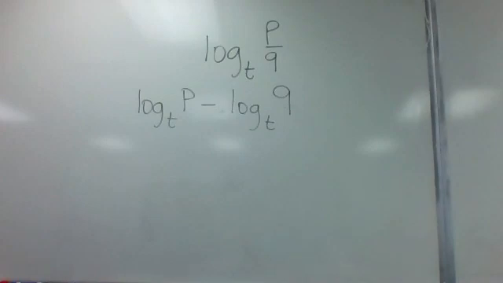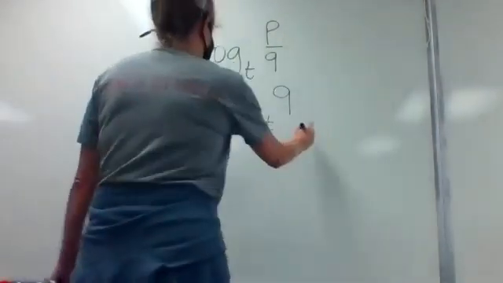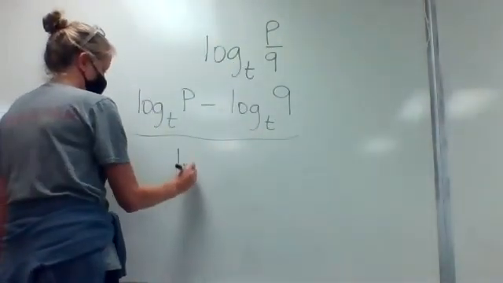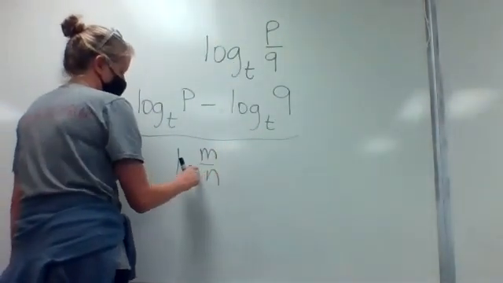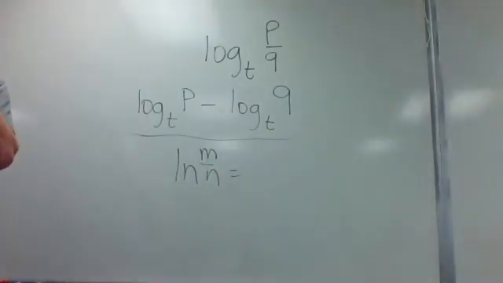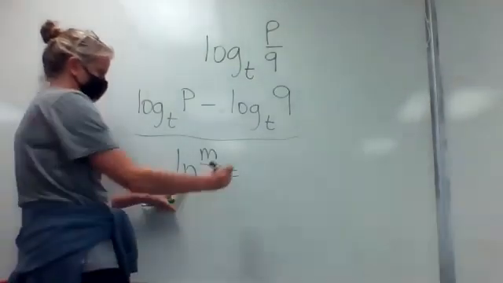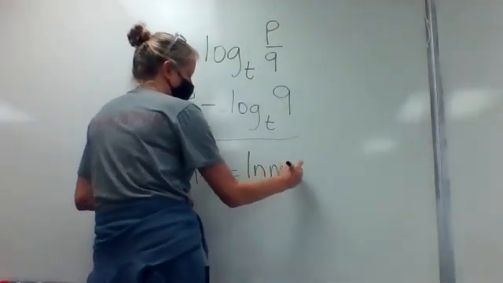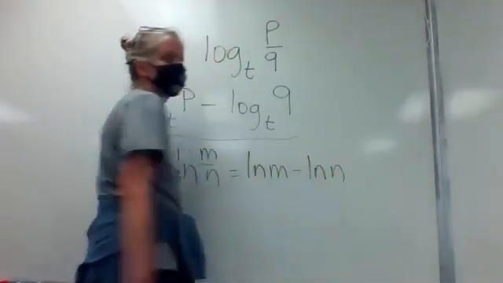So division can be rewritten as the subtracting of the two logs. Number 6 is the same thing. You have the ln of m over n. So since it's the quotient, I'll use that quotient rule and rewrite that as the difference. So you have ln of m minus ln of n.